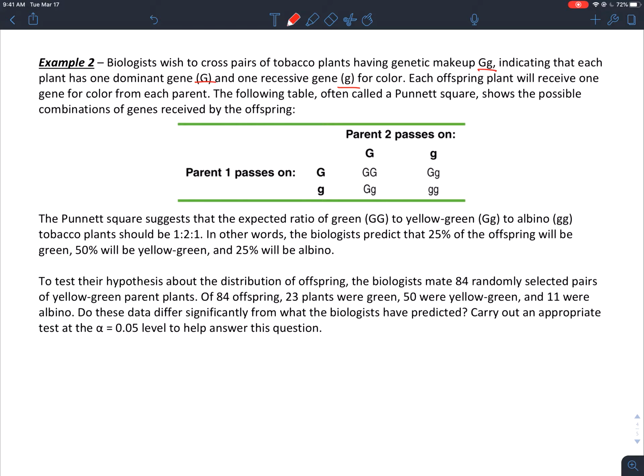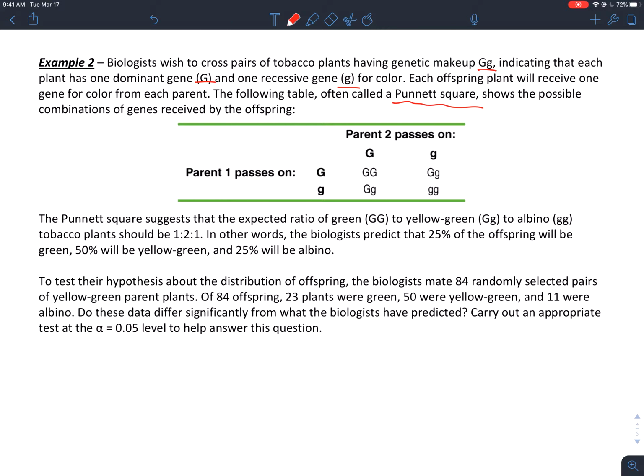Each offspring plant will receive one gene for color from each parent. The following table is often called a Punnett square, if you've done biology, you've seen this. A Punnett square shows the possible combinations of genes received by the offspring.